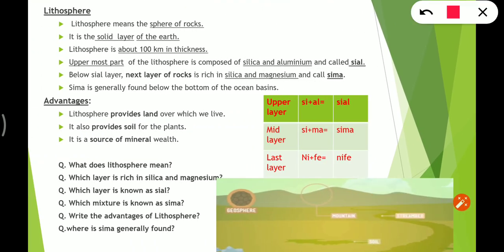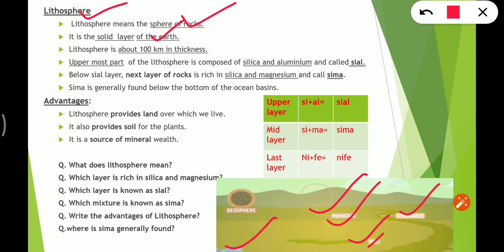First of all, we have here lithosphere. It includes mountains, stream bed, soil, stone. If we talk about its literal meaning, then the literal meaning is sphere of rocks. It is the solid layer of the earth. In the solid layer, I told you here mountain, soil, and whatever I told here, that is lithosphere.